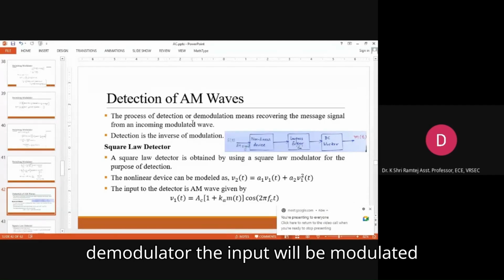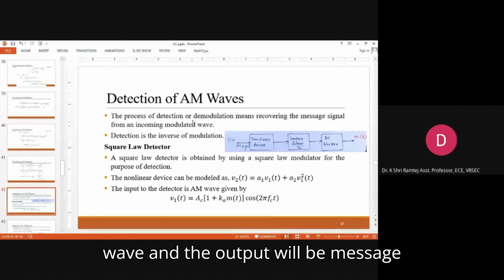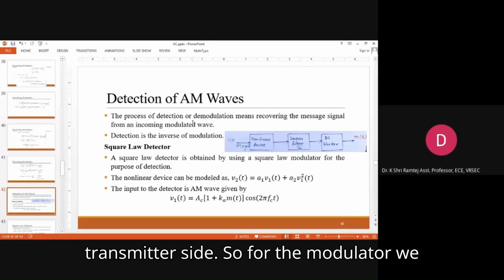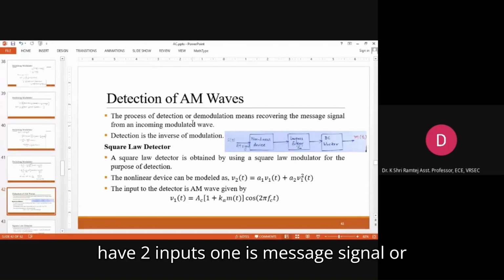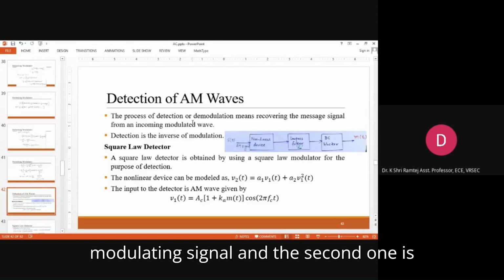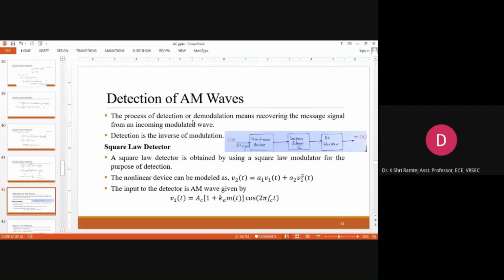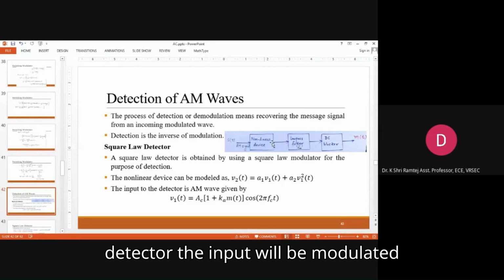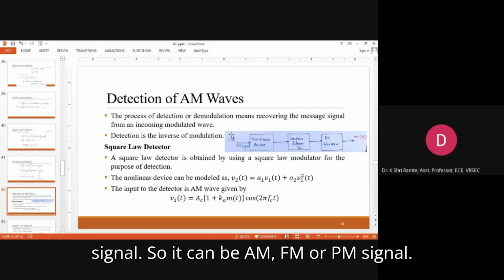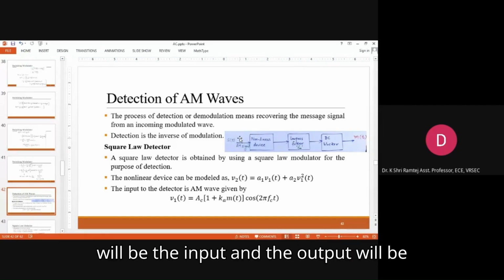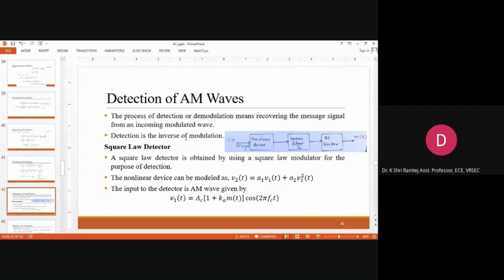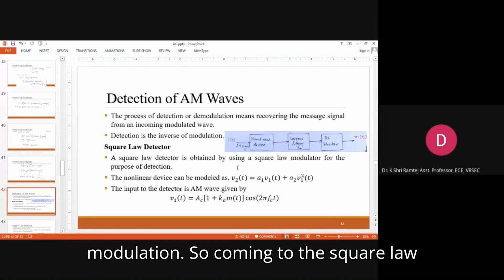So for the demodulator, the input will be the modulated wave and the output will be the message signal. Coming to the modulator, at the transmitter side, we have two inputs. One is the message signal or modulating signal, and the second one is the carrier signal, and the output will be the modulated wave. Coming to the receiver side, for a demodulator or detector, the input will be the modulated signal. It can be an AM, FM, or PM signal. So the AM signal, that is the modulated signal, will be the input, and the output will be the message signal or modulating signal. As said, detection is the inverse of modulation.